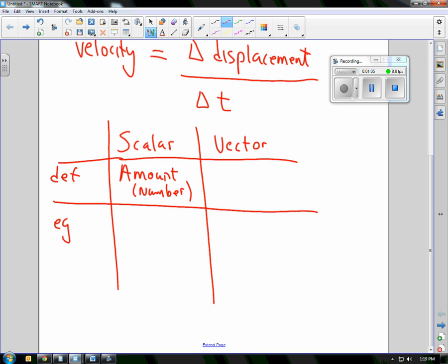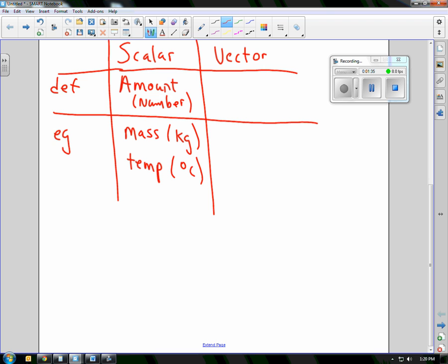Well, mass is scalar. You stand on a scale and you find out you're 80 kilograms or something like that. Temperature. Temperature is a scalar quantity. It's 18 degrees Celsius out. It's just a number. So degrees Celsius would be considered scalar. What other kinds of things might be considered? Money. You just have a number, like money.